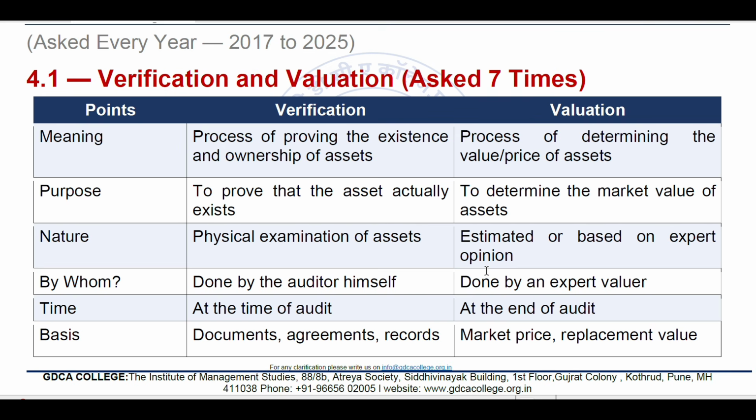Number one, verification and valuation. It has been asked 7 times so far. So what points do we have to write in distinguish between? Meaning, purpose, nature, by whom, time, and basis. These are the points you can write. First, always write meaning for any distinguish between, and make sure examples are given, or state the purpose of the particular distinguish between. So you have to write that.